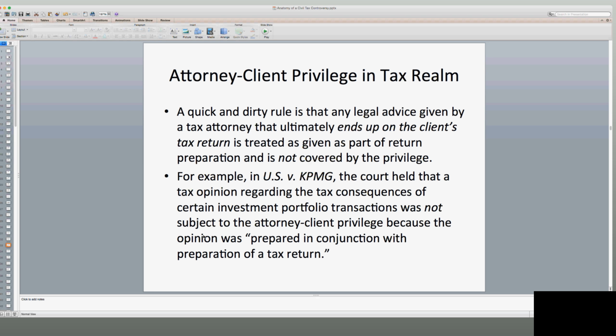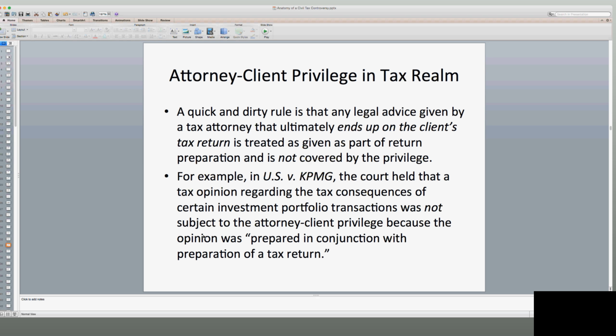Any legal advice given by a tax attorney to his client that ultimately ends up on the client's tax return is treated as given as part of return preparation and is not covered by the privilege.